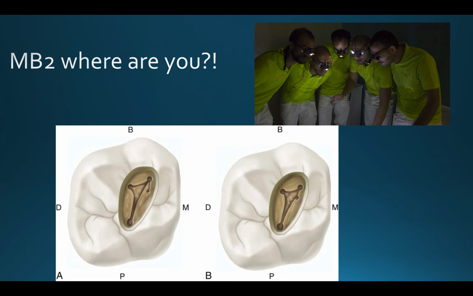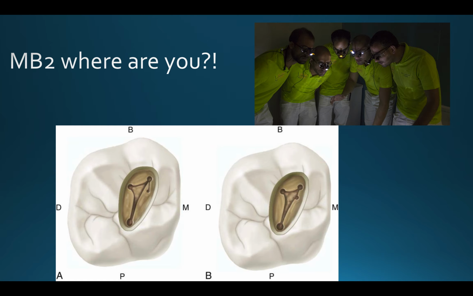So when we try to look for the second mesiobuccal canal, or the MB2, it can be found on, or just mesial to, a line connecting the main mesiobuccal canal orifice to the palatal canal orifice. So it can be found on this line or just mesial to it. These are the 2 locations where you can find the second mesiobuccal canal, or the MB2.